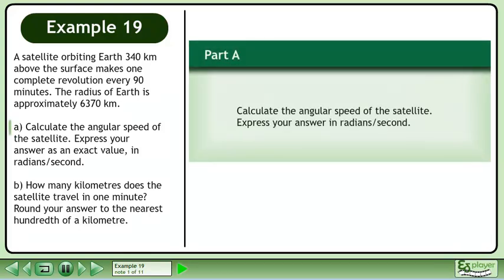A satellite orbiting Earth 340 kilometers above the surface makes one complete revolution every 90 minutes. The radius of Earth is approximately 6,370 kilometers. In Part A, calculate the angular speed of the satellite. Express your answer as an exact value in radians per second.